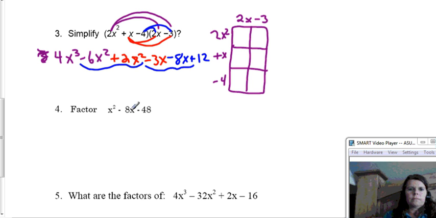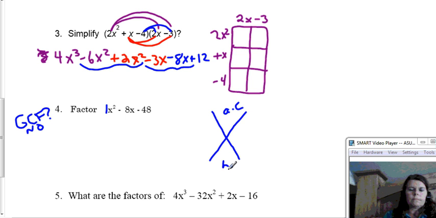Okay, factor x squared minus 8x minus 48. So this is a trinomial. This is using your steps of factoring a trinomial. And the first step is, does it have a GCF? Well, if you look at this, is there anything that goes into all three of those? Well, this is a 1, and there's not an x in all three, so there is no GCF. So you skip right to step 2, which is the x game. And so you make the x a times c and b. And so your a is 1, your b is negative 8, and your c is negative 48.